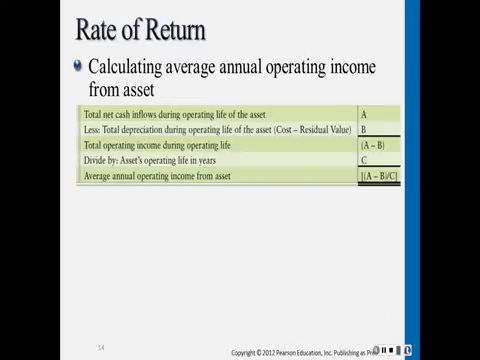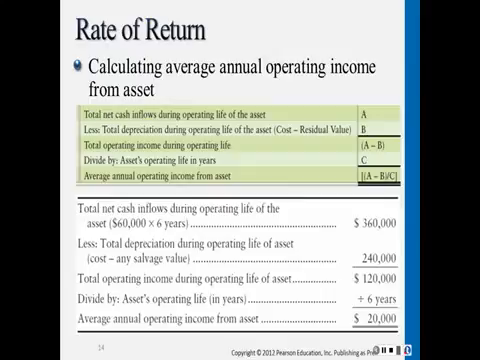Calculating average annual operating income from an asset involves total net cash inflows during the operating life of the asset, $60,000 times 6 years, less total depreciation during the operating life of the asset, that's the cost minus any salvage value, equals total operating income during the operating life of the asset, divided by the asset's operating life in years. This equals the average annual operating income from an asset.